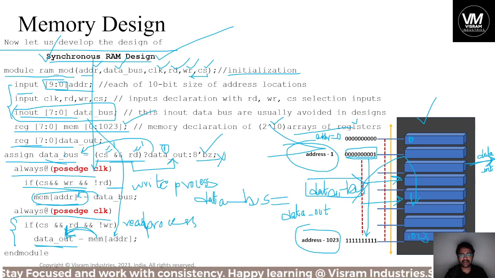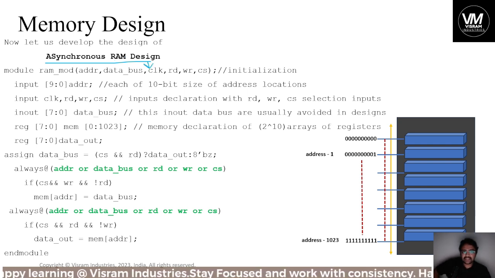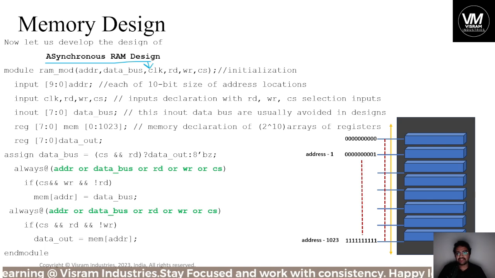Here, the memory address cannot be sent to the data bus because the data bus is an inout, so bidirectional. It is better to avoid it, and it is mostly avoided in the procedural blocks. Asynchronous is nothing but it is based on the inputs. That is the major difference between synchronous RAM design and asynchronous RAM design.